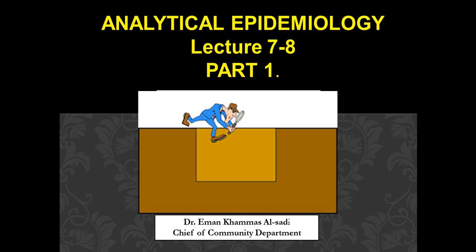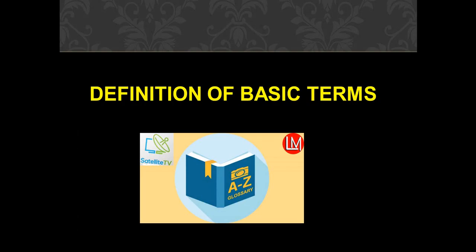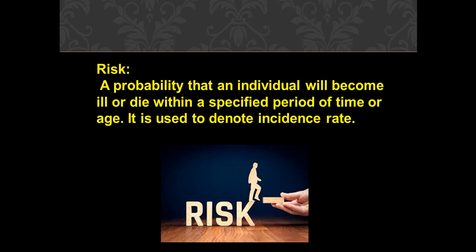Our topic today is Analytical Epidemiology. Definition of basic terms. First of all, the risk is a probability that an individual will become ill or die within a specified period of time or age. It is used to denote incidence rate. So this is important to know what is the meaning of risk. Risk is a probability of something happening, whether disease, death, or an event in a certain time period. And this will indicate the incidence rate of any of these, as we said, disease or events or whatever.